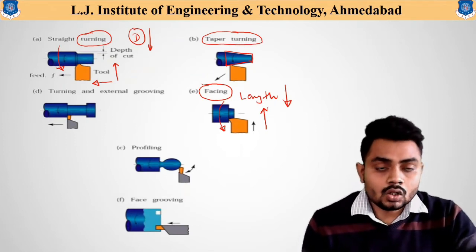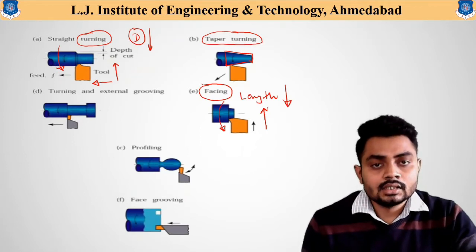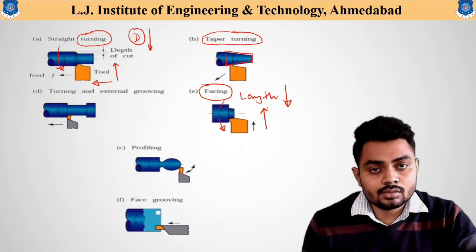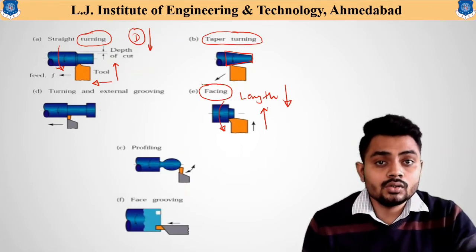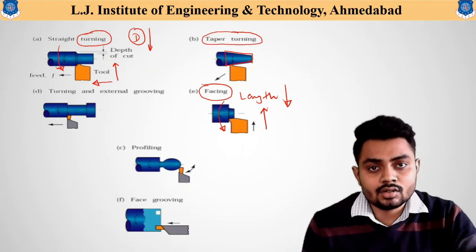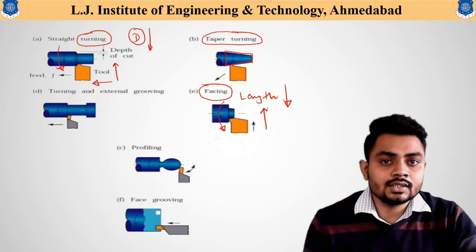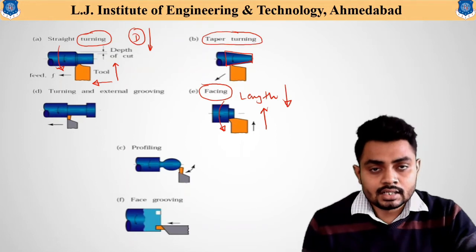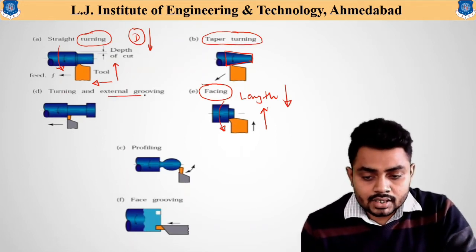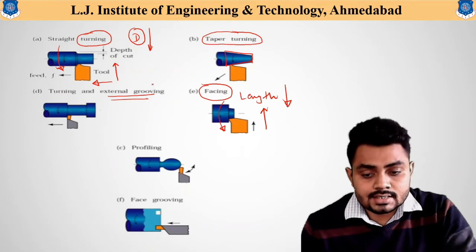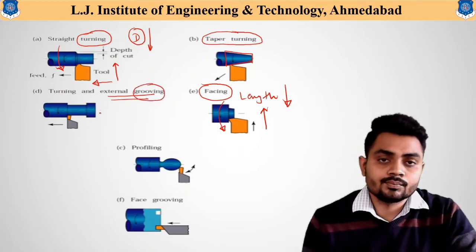So in all these three operations, the first one is the straight turning operation, the second one is the taper turning operation, and the third one is the face turning or facing operation. In all these three operations, a single point cutting tool is used. Now the fourth operation, that is the external grooving operation, or simply you can see it as the grooving operation.